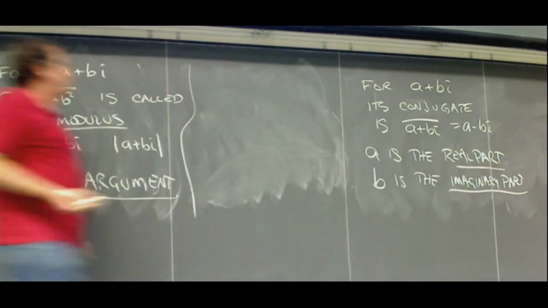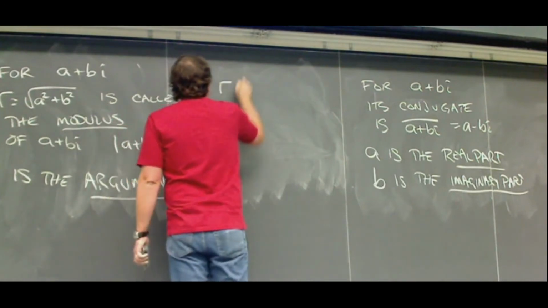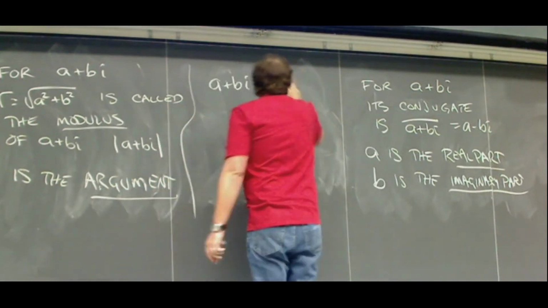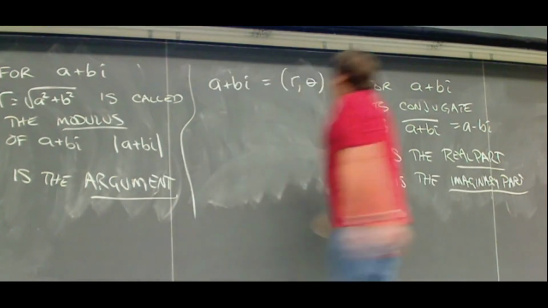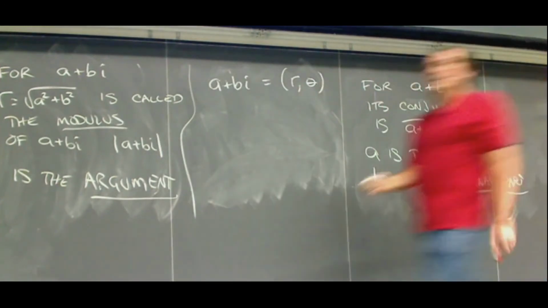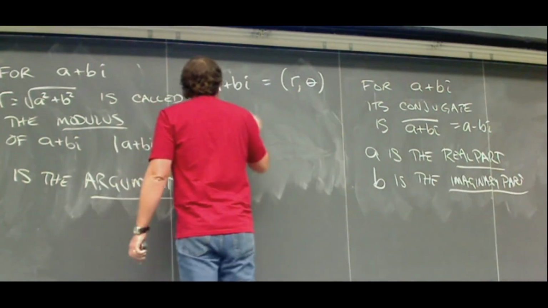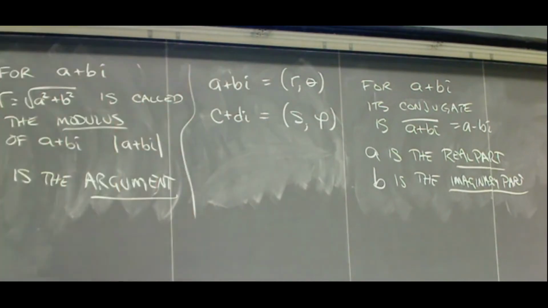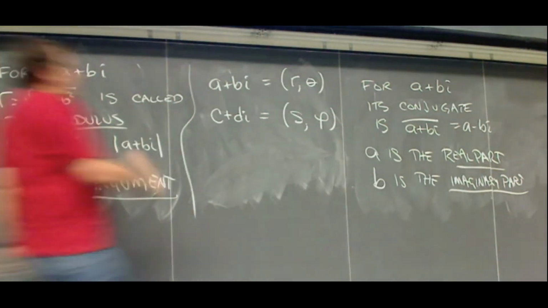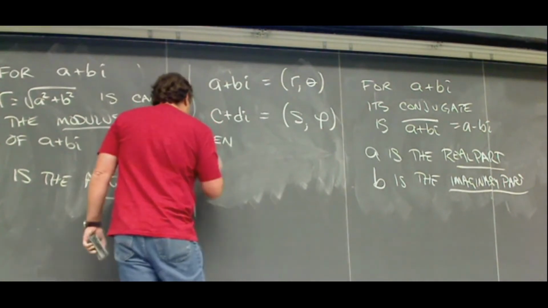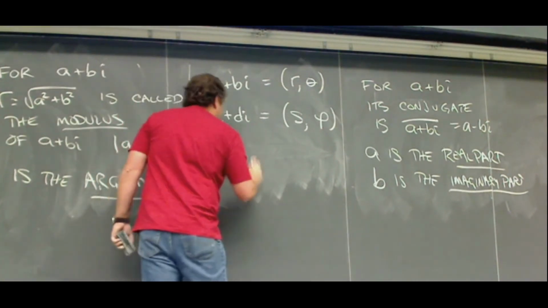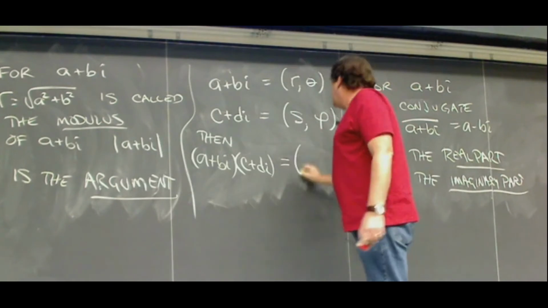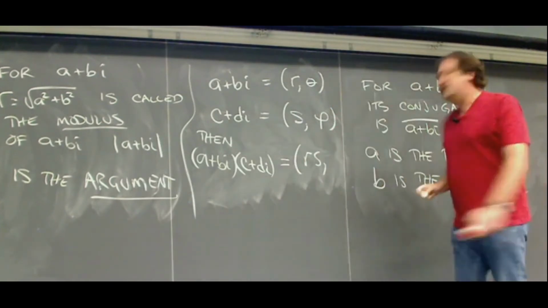So if I have two complex numbers, suppose I have a plus bi, which I'll write, let me use this notation just for a minute, as (r, theta) in polar coordinates, and I have c plus di, which I'll write as (s, phi) in polar coordinates. Then if I take the product, which you can work out in terms of the algebra, the polar coordinates will be: multiply the moduli and add the angles.